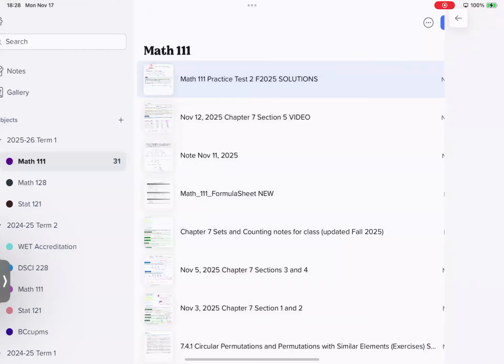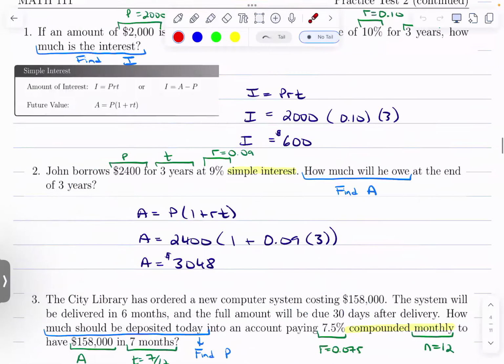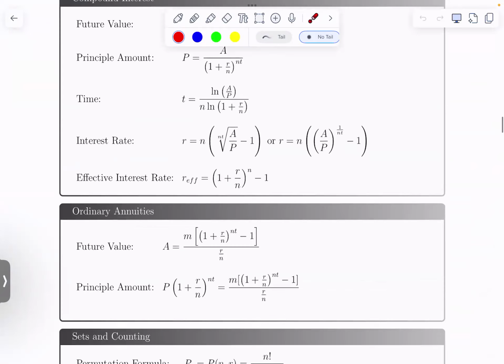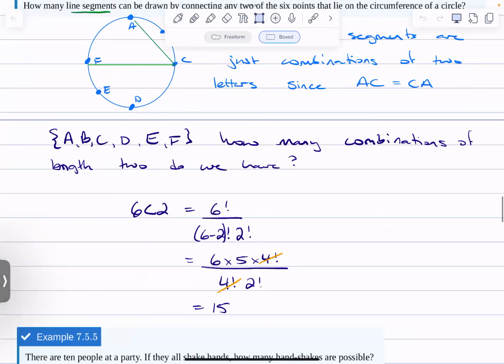So you've got the formula for the effective interest rate. I should be jumping to a different file. Down here, the effective interest rate is down here. Oh man.